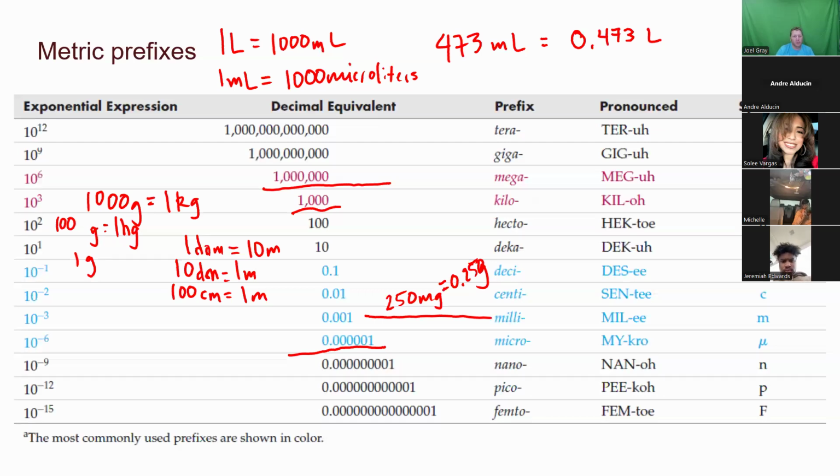Now, again, the range that I want you to be familiar with and be able to move between is micro to kilo. What I'm probably going to ask about are milli to the base unit, so milligrams to grams, and then grams to kilograms. Being able to do that is an important thing.